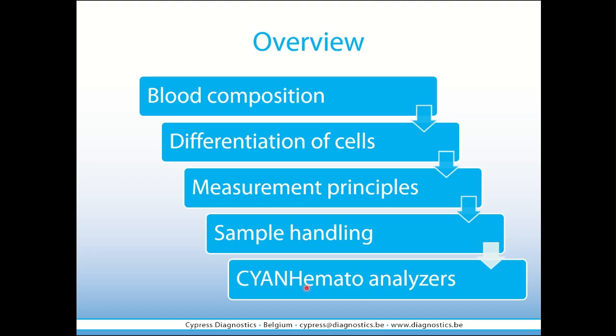Today we will see the composition of the blood and which cell types are present, followed by the measurement principles. Some important notes on sample handling will be discussed, and finally we'll see the differences between our CYANHemato analyzers. Let's start with the blood composition.